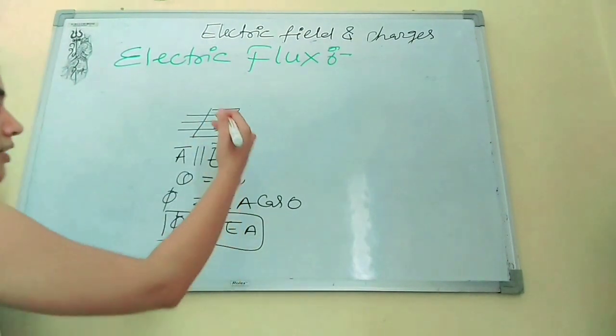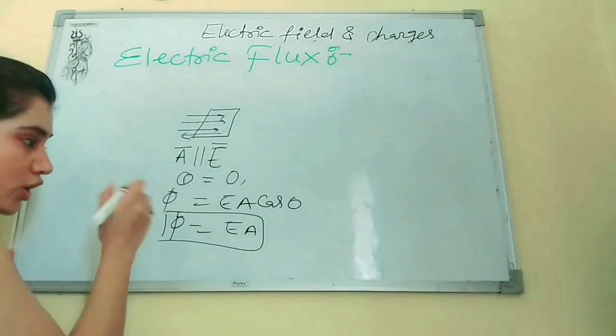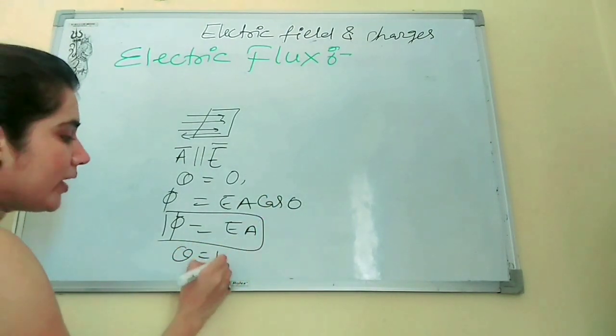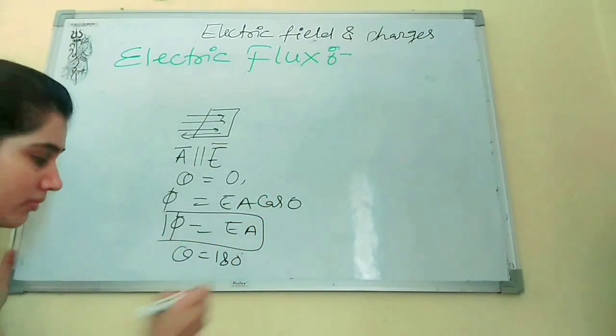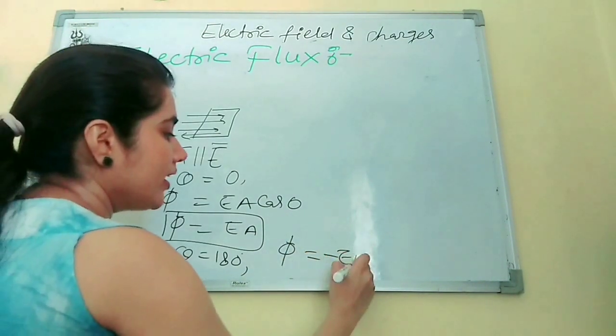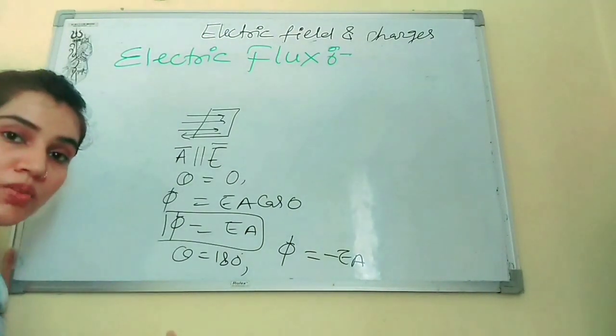Now if we see from this direction, what will happen? Then the value of theta becomes 180, and the phi will be minus EA, because cos 180 is minus 1.